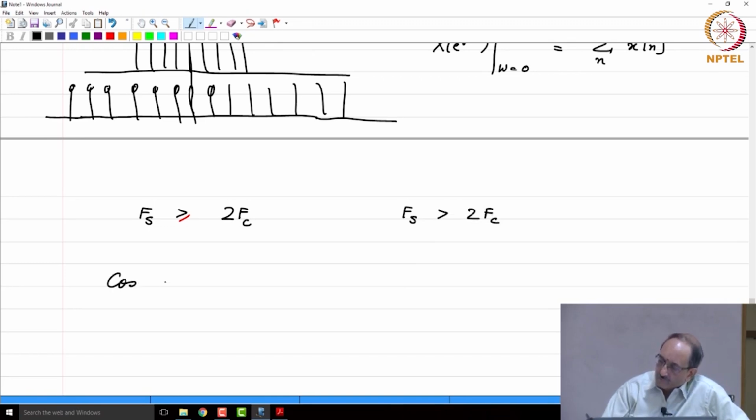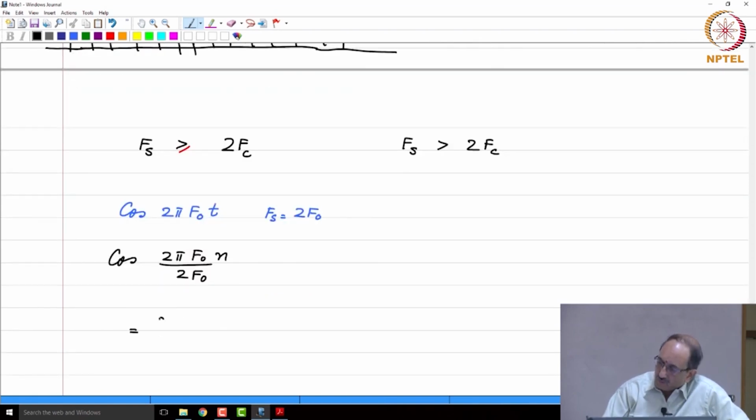So, let us take this signal, that is we have cos 2 pi f naught t, and then let Fs be equal to 2 f naught. Therefore, this really becomes cos 2 pi f naught, replace t by n cap T, which is 2 f naught, and we get cos pi n as the sequence.